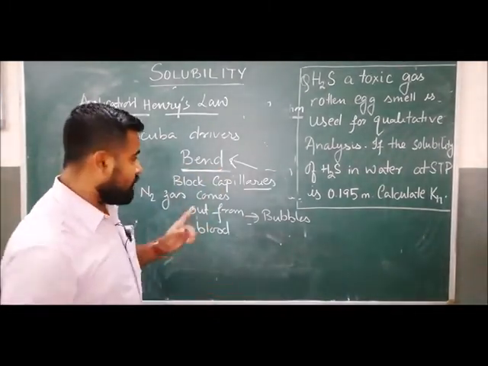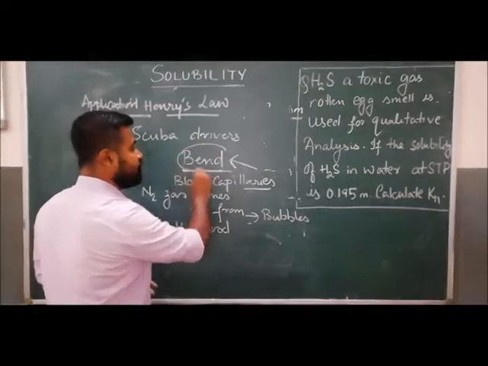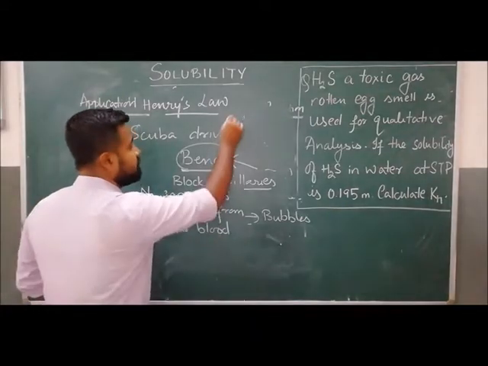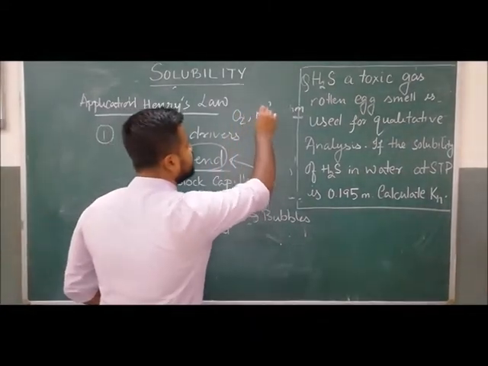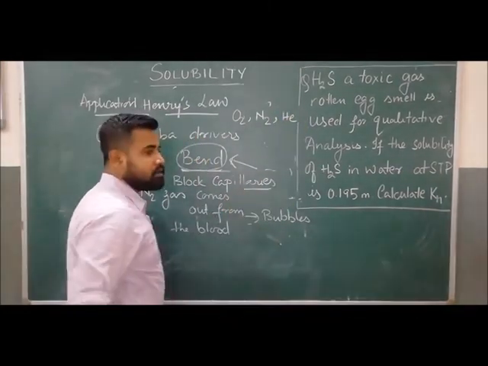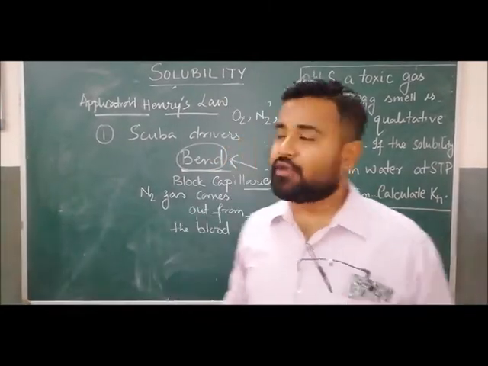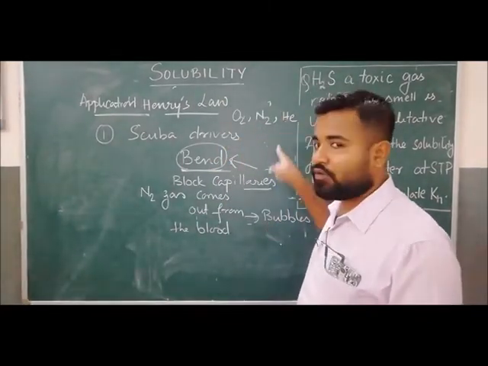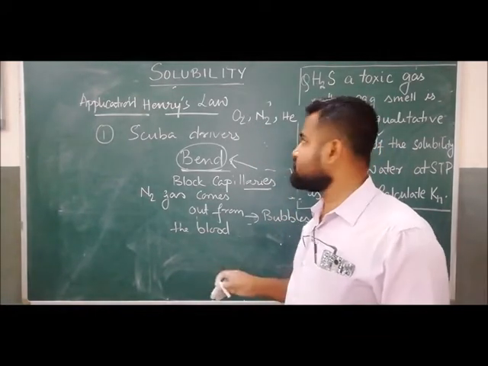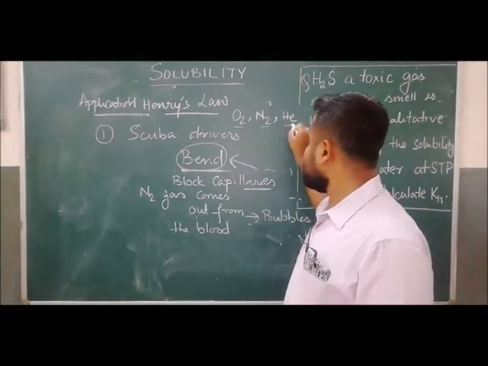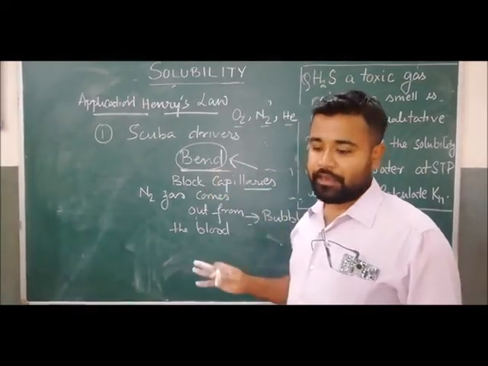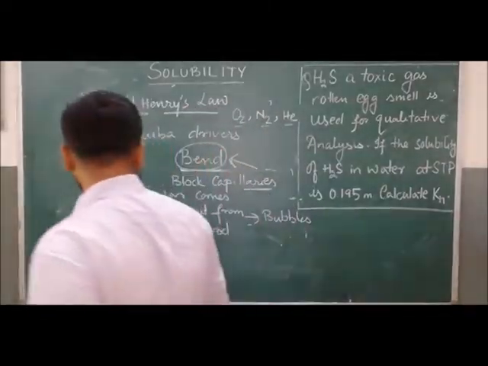So this is one more thing, how the bends can be overcome. The oxygen cylinders are filled with a mixture of oxygen, nitrogen and helium, because helium does not allow the nitrogen to form bubbles. In this way, when oxygen, N2 and helium are mixed together in the oxygen cylinder, they help to overcome the bends. Clear?